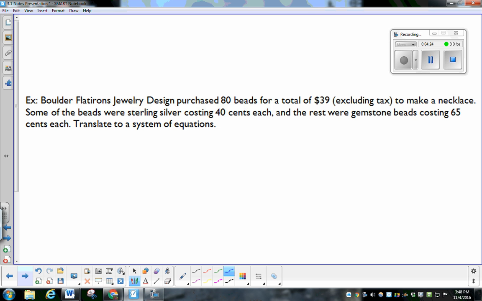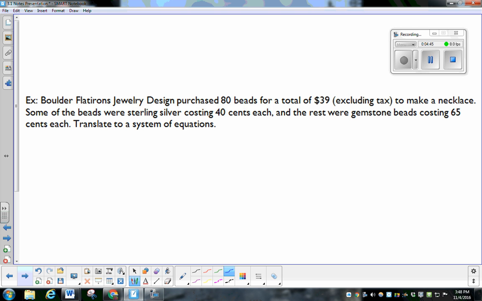All right, we're going to do this one together again. So it says Boulder Flatiron's jewelry design purchased 80 beads for a total of $39, excluding tax, to make a necklace. Some of the beads were sterling silver, costing 40 cents each, and the rest were gemstone beads, costing 65 cents each. We're going to translate this to a system of equations.